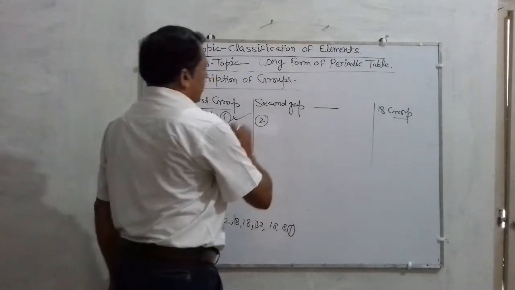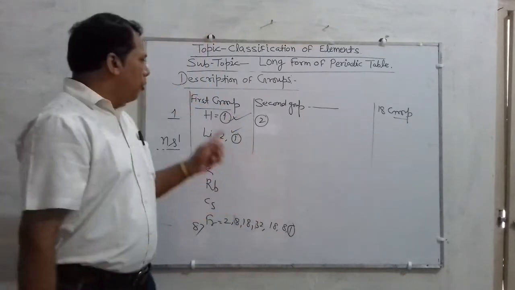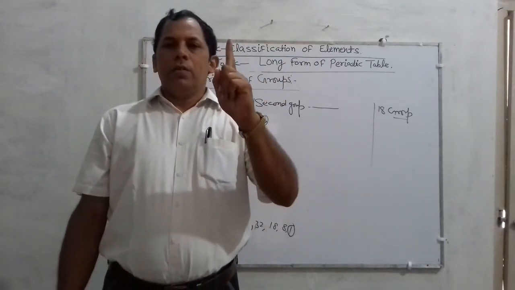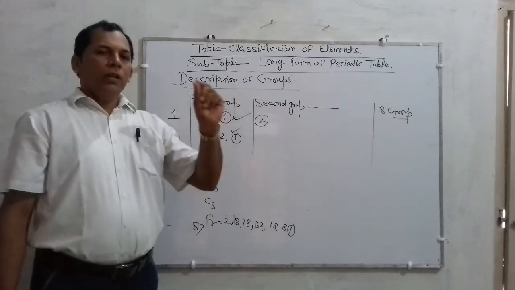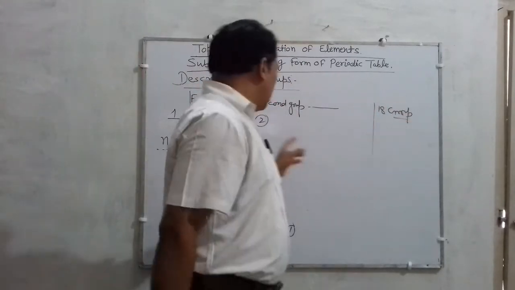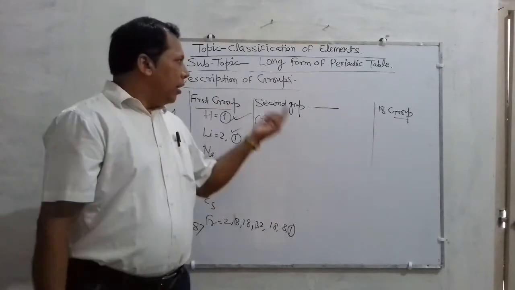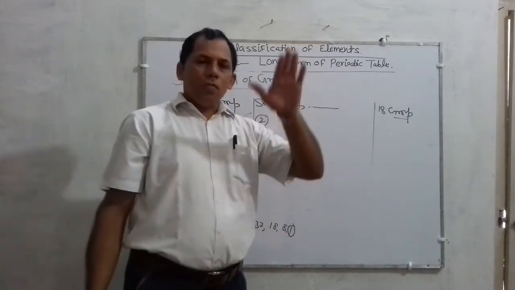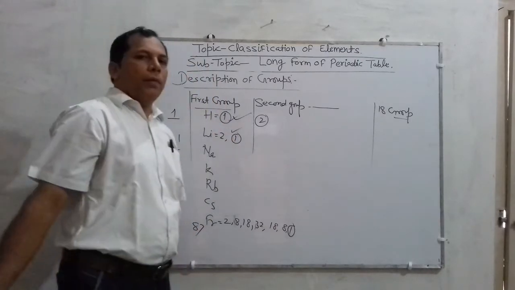Second property, listen. When we move down in the groups, the number of electron shells increases by 1. Once again I am repeating, these points are very crucial and important for understanding the description of the periodic table. Without knowing them, you will not be in a position to explain neatly the elements arranged in this periodic table. So just listen to the lectures clearly and try to understand. The second property is that when we move down in the groups, the electron shells increase by 1. What is the meaning of this point?